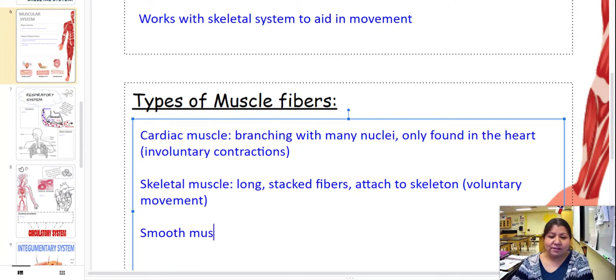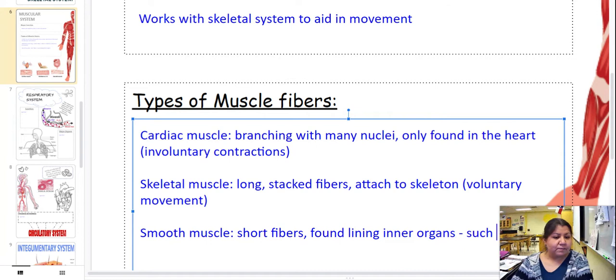Lastly, remember, we have our smooth muscle. Okay, so smooth muscle are short fibers, okay, found lining inner organs. Okay, so such as digestive system.